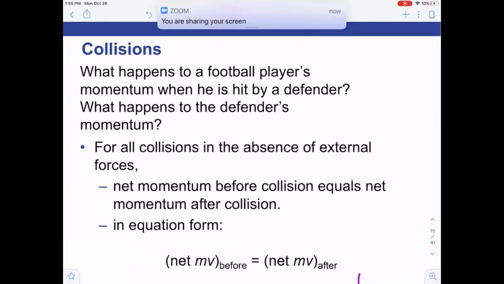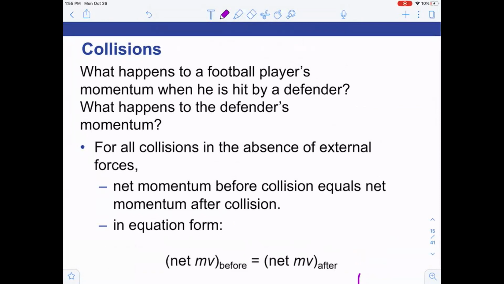All right. So imagine you have two football players. Do you have any football players in here? Football players? All right. So imagine you have two football players and they're running towards each other. Okay. And so what happens to a football player's momentum when he's hit by a defender, and what happens to the defender's momentum?